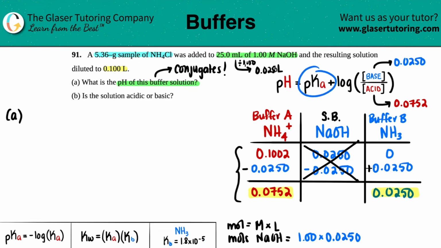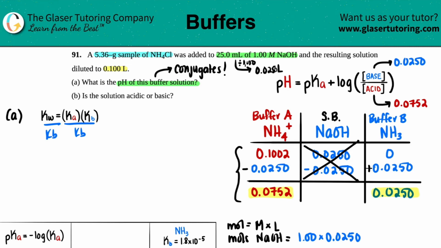But the question is asking for the Ka, specifically the pKa. So the first thing I have to do is convert the Kb value into a Ka value. But that's okay, because we know this formula right here: Kw equals Ka times Kb. If I want to solve for the Ka, all I would have to do to both sides is divide by the Kb. That cancels that out.